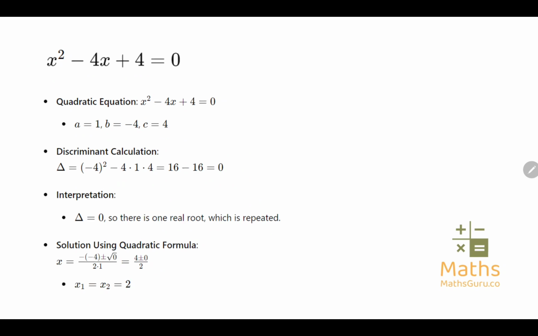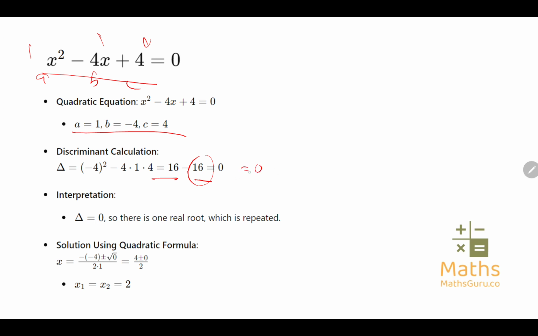Here it's x square minus 4x plus 4. So a is 1, b is minus 4, and c is 4. Let's calculate the discriminant: b square minus 4ac. Minus 4 square is 16, and 4ac is also 16. So it becomes 0, right?